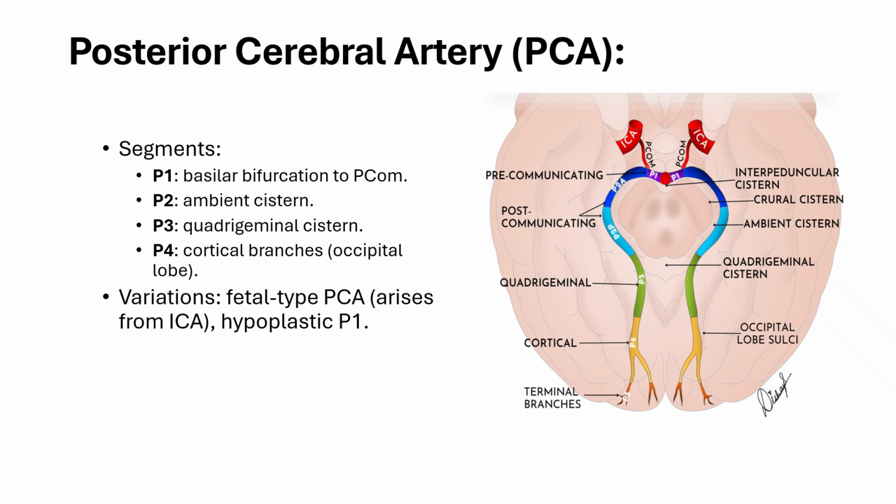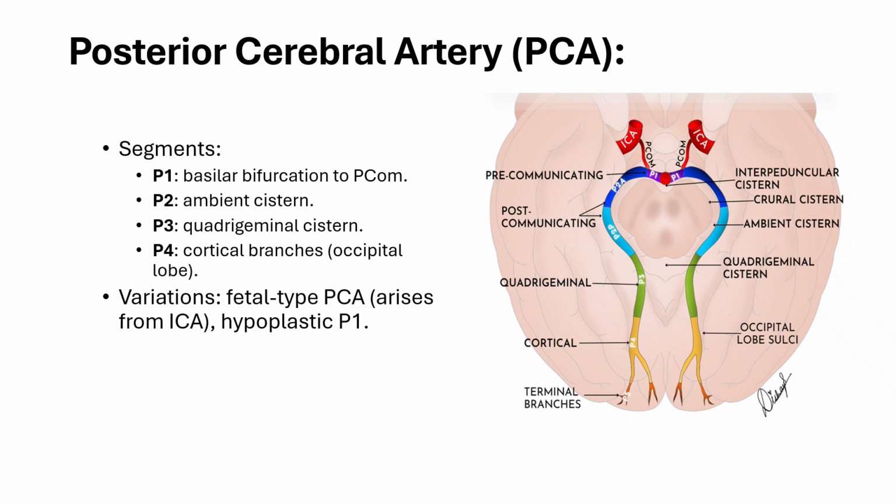It is divided into segments: P1 from the basilar bifurcation to the posterior communicating artery; P2 within the ambient cistern giving off the thalamoperforating arteries; P3 is located within the quadrigeminal cistern; P4 is the cortical branches that perfuse the occipital lobe and are critical for visual processing. The fetal type of PCA is a significant variation, where the PCA predominantly arises from the ICA via the PCOM rather than the basilar artery, and this alters the collateral pathway in case of basilar system compromise.